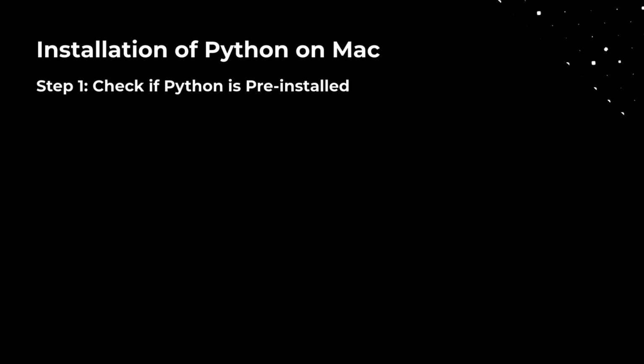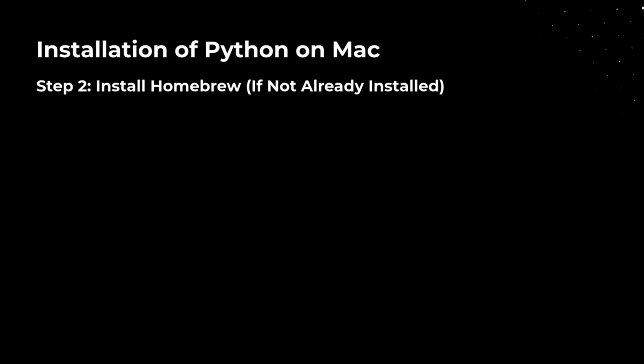Now we will see how to install Python on Mac. Step 1. Check if Python is pre-installed. macOS often comes with Python 2.x pre-installed, but you will want Python 3.x. To check what version is installed, open terminal and type python3 --version. If Python 3 is already installed, you will see the version number. If not, follow the next steps to install it.